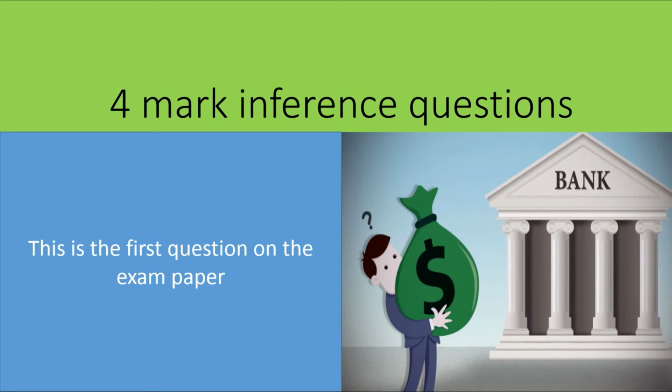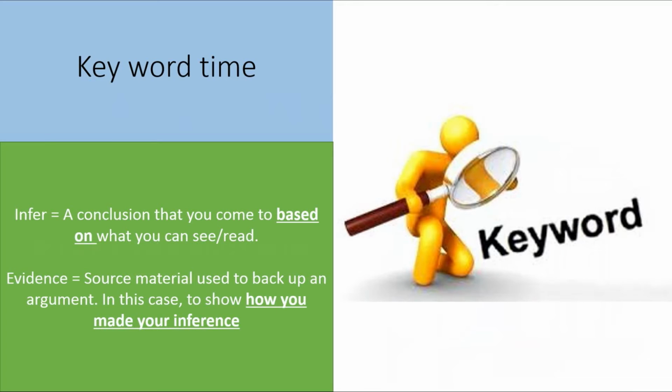Right? So first of all, we'll dive into the keywords. We've got 2 keywords here really. Inference, so conclusion you come to based on what you can see and read, but you're not repeating. Evidence is your source material that you use to back up that inference.